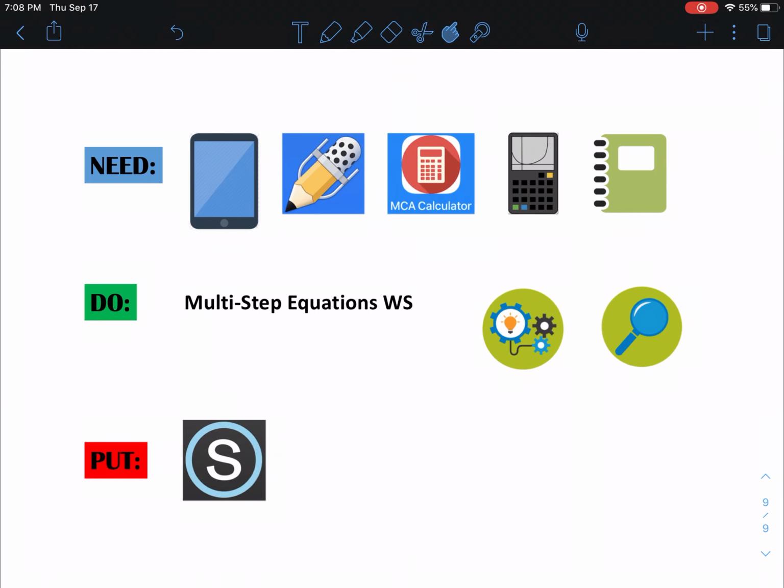Once we've finished with this lesson, then you'll have an assignment on multi-step equations. You'll need your iPad, Notability, your MCA calculator or a different calculator in your notes. And when you're done, put it into Schoology.